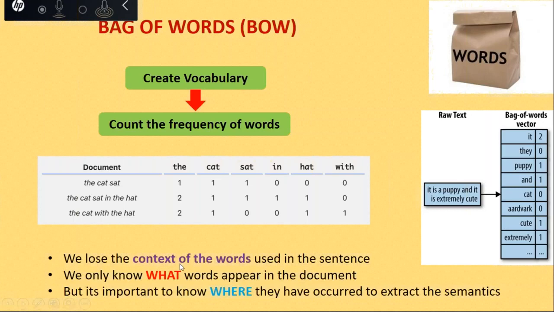The main problem with bag of words is that we lose the context of the words used in the sentence, because only the frequency of the words is taken into account, but the language or the sentiment of the language is getting missed. Here we only know what words appear in the document, but it is also important to know where they have occurred to extract the semantics. So the context as well as the semantics of each and every word is getting missed, because this is a statistical method. It can't consider the sentiment of the language.